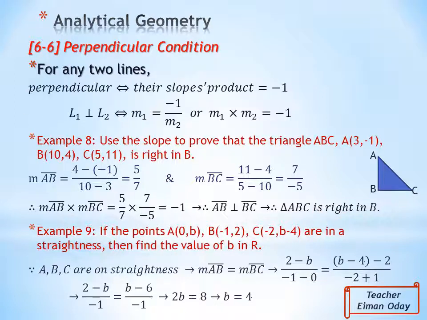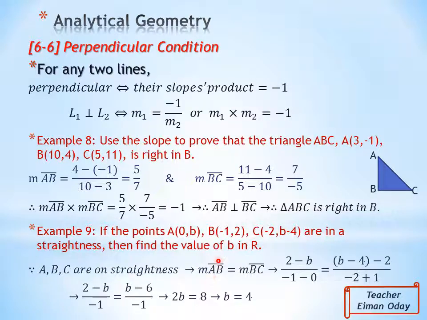Okay, now we come to example 9. In example 9, we are given that the points A, B, C are collinear, which means they are on the same line. Find the value of b in R. b belongs to R, it is a real number. We want to find its value. It is found in the ordered pair of A and in the ordered pair of C. Since they are collinear, the slope of AB equals the slope of BC.